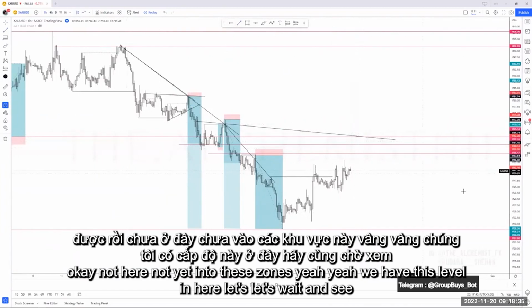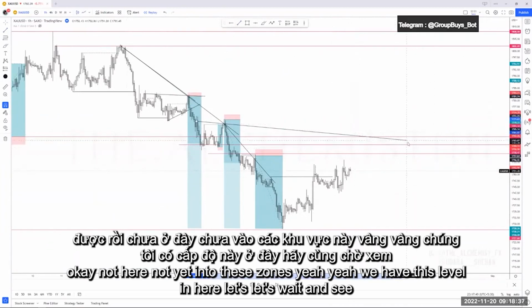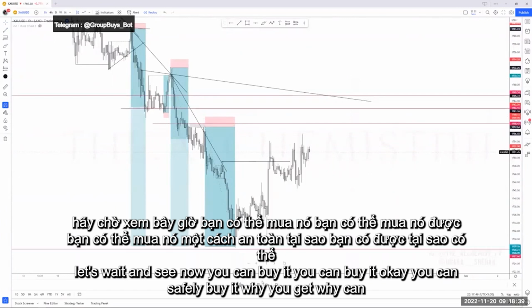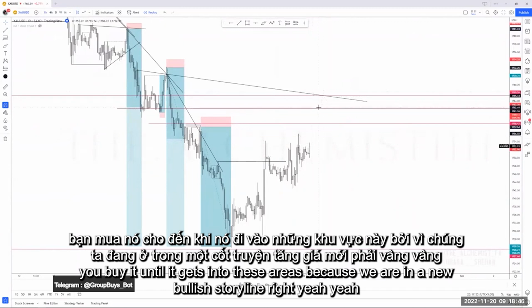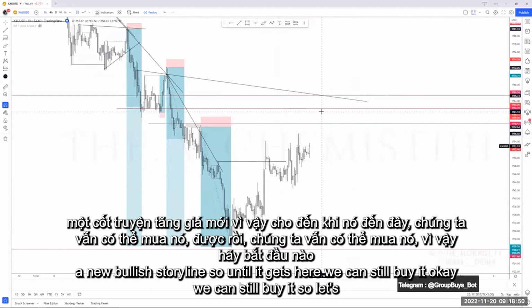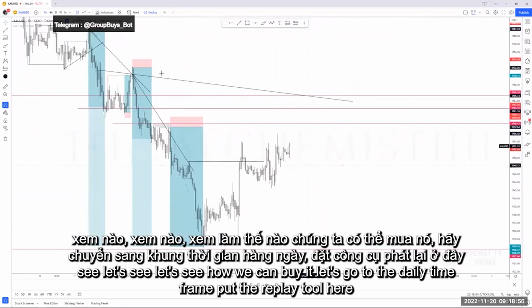We have this level in here. Let's wait and see. Now you can buy it. You can safely buy it. Why can you buy it? Until it gets into these areas, because we are in a new bullish storyline, right? We are in a new bullish storyline, so until it gets here, we can still buy it. Let's see how we can buy it.